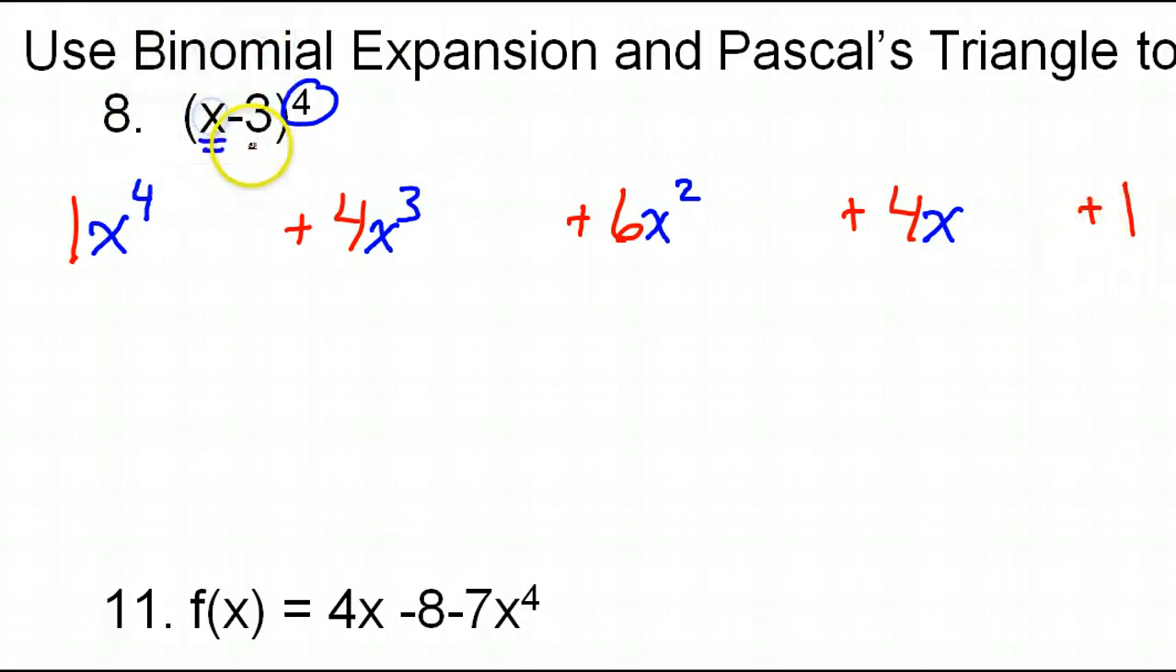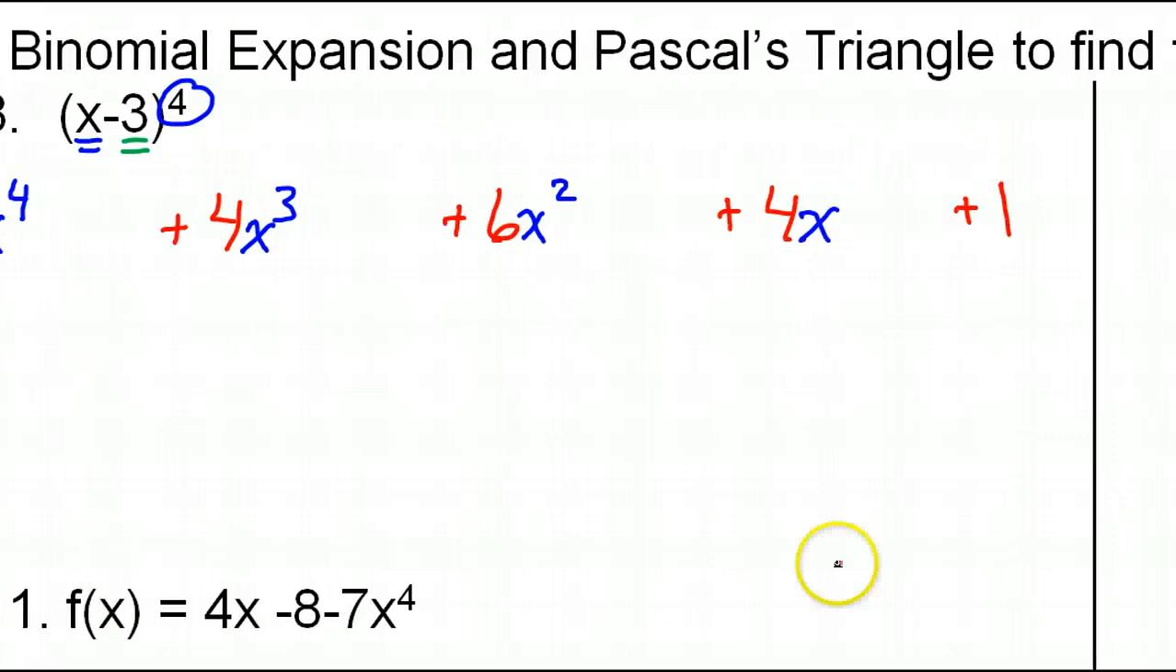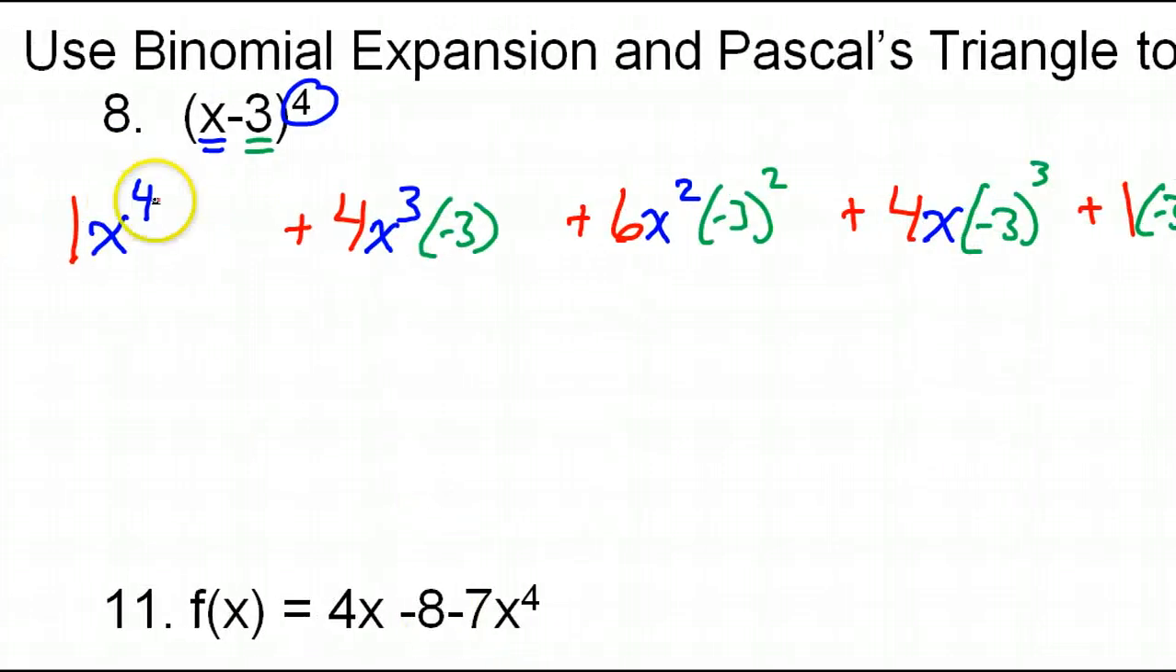Alright, but then I switch it up and I do the second term. This is a -3. You must include the negative sign, and I recommend using parentheses. Since this is on the right, I'm going to start off on the right. So there's my -3. Again, the degree starts off at 4. And then as I go to the left, I decrease. So I have -3 to the 3rd power, -3 squared, just -3, and then the last term doesn't get any.